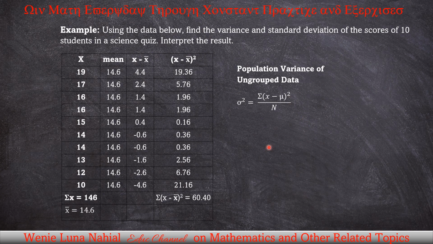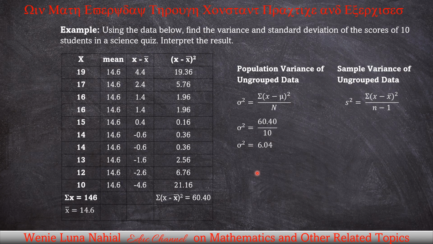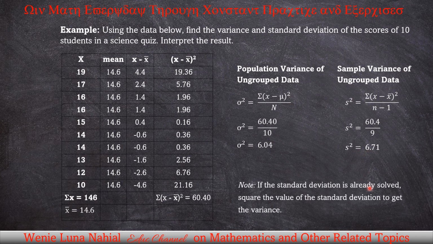So, all we have to do is substitute. For the numerator, you get 60.40 and n is 10. So, you have sigma squared equal to 6.04. For the sample variance of this ungrouped data, the same, you substitute the numerator by 60.4. Then divide it by 9 because the divisor here is n minus 1. So you get 6.71. So the sample variance or S squared is 6.71.